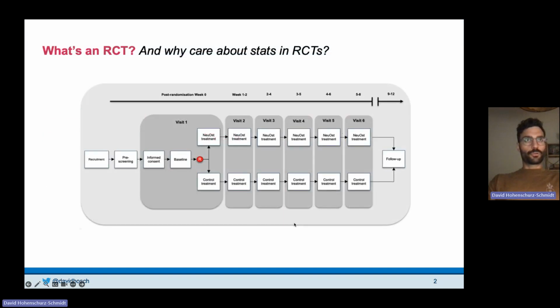A randomized controlled trial is a scientific experiment, and this experiment usually investigates the effects of a treatment. In our case, we're mainly going to be looking at studies that test an osteopathic treatment and compare it against something else. What you can see here is a flow chart, so a graphical representation of what happens to participants in a clinical study. And that already shows us two fundamental features of the randomized controlled trial.